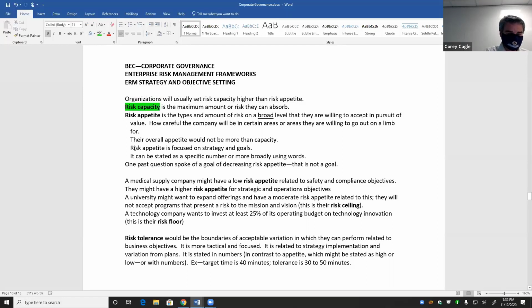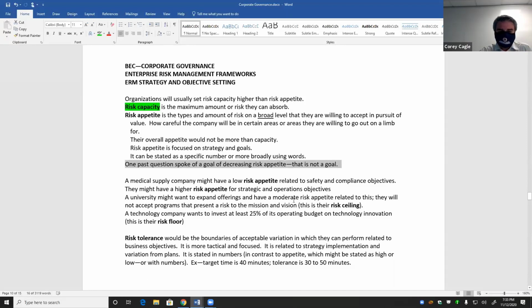Risk appetite we've already defined, but here it is again. And then they make some points that could possibly show up in a conceptual type question. Your overall risk appetite obviously wouldn't be more than your risk capacity. That's an upper limit, your risk capacity, right? So nothing should be more than that. And you can state this using numbers, or you can state it using words. Risk appetite, that is.